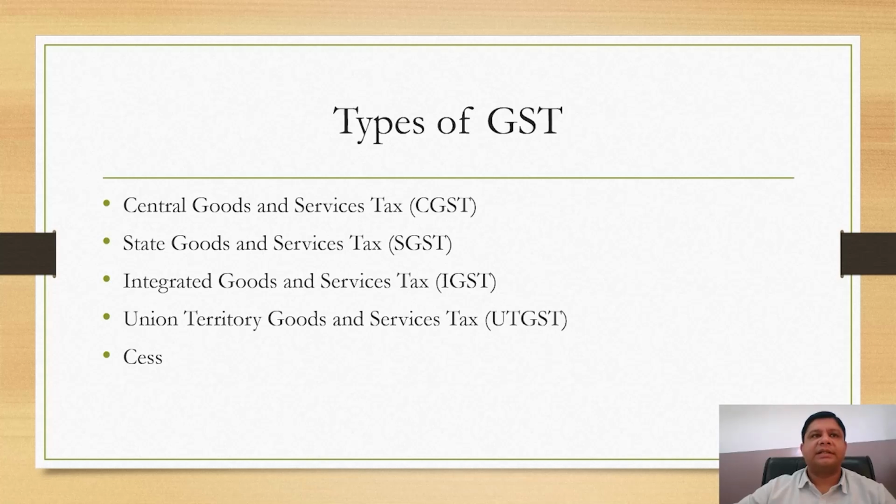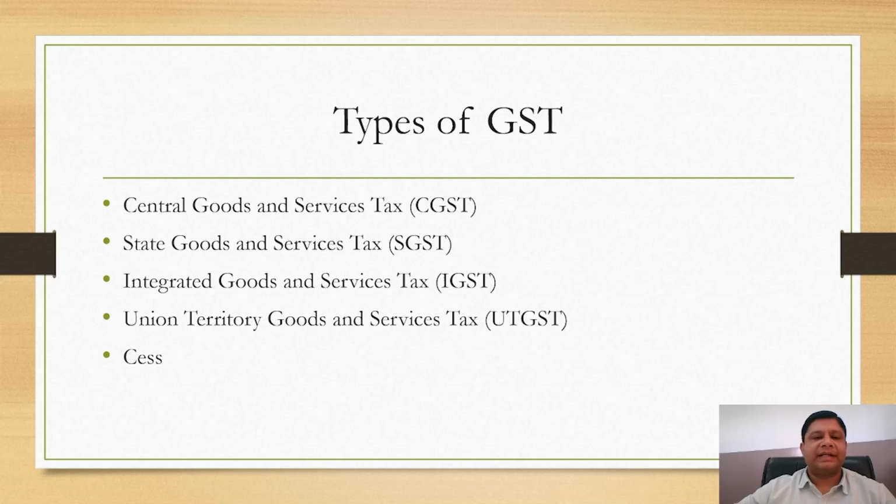First, Central Goods and Services Tax, that is CGST. CGST is the component of GST collected by the central government on the intrastate supply of goods and services. It is governed by the Central Goods and Services Tax Act 2017. The revenue generated from CGST goes to the central government.